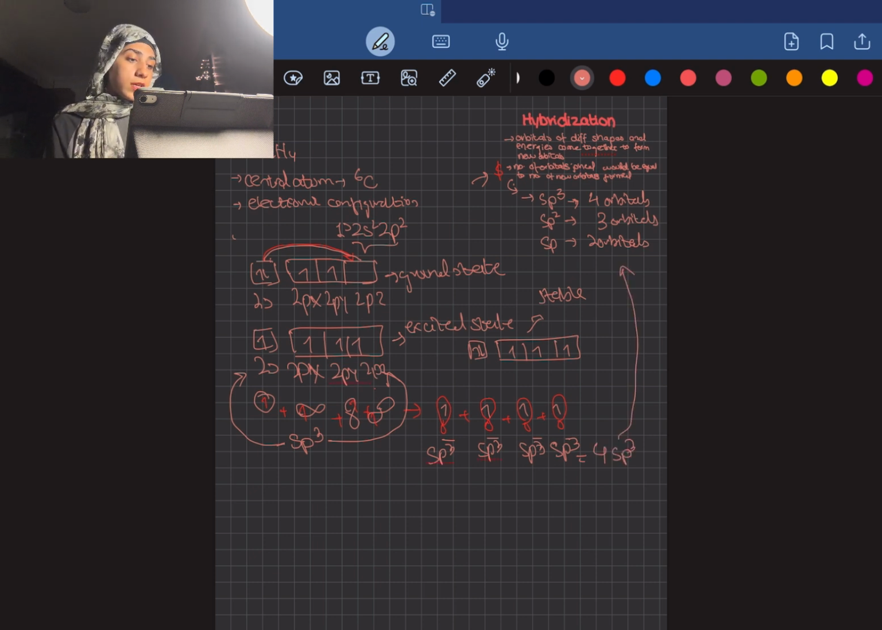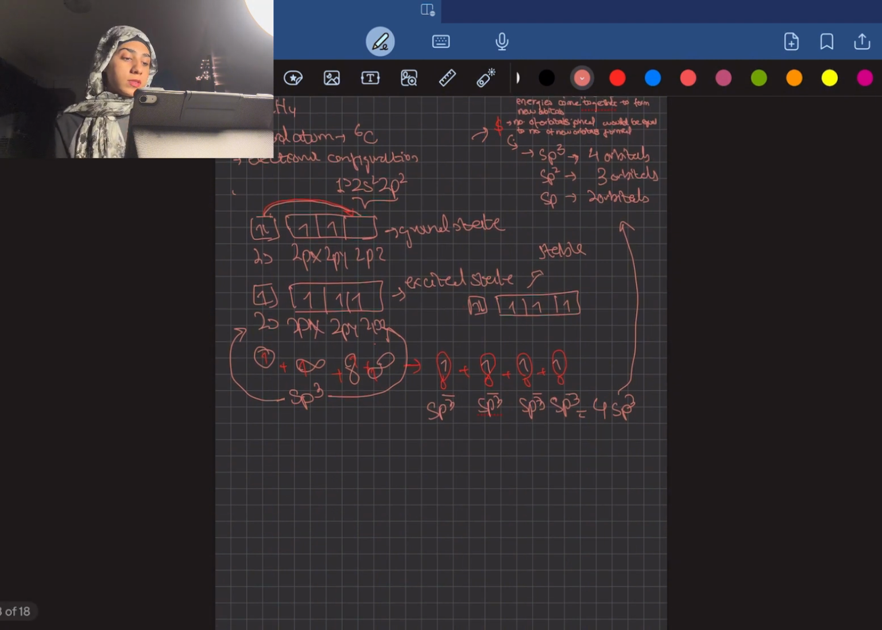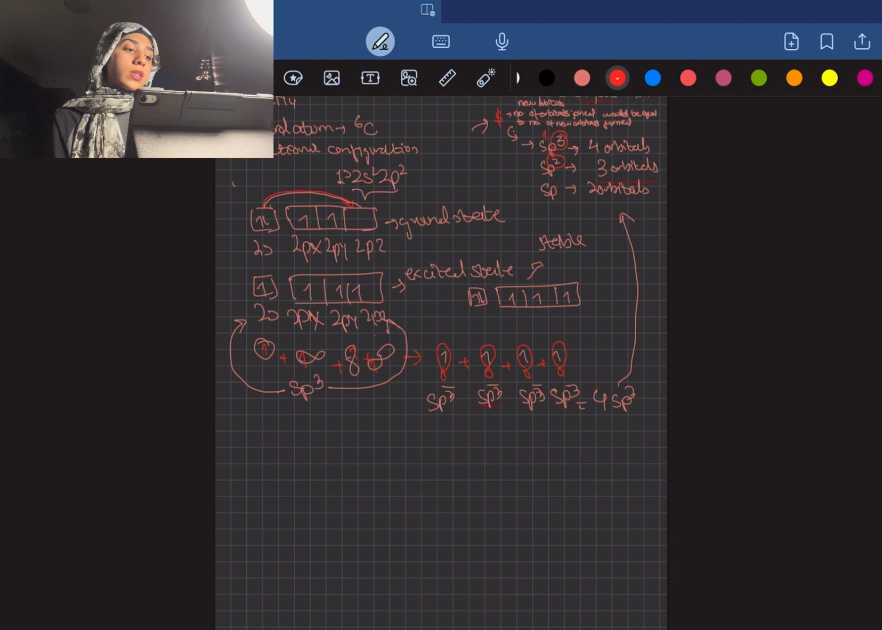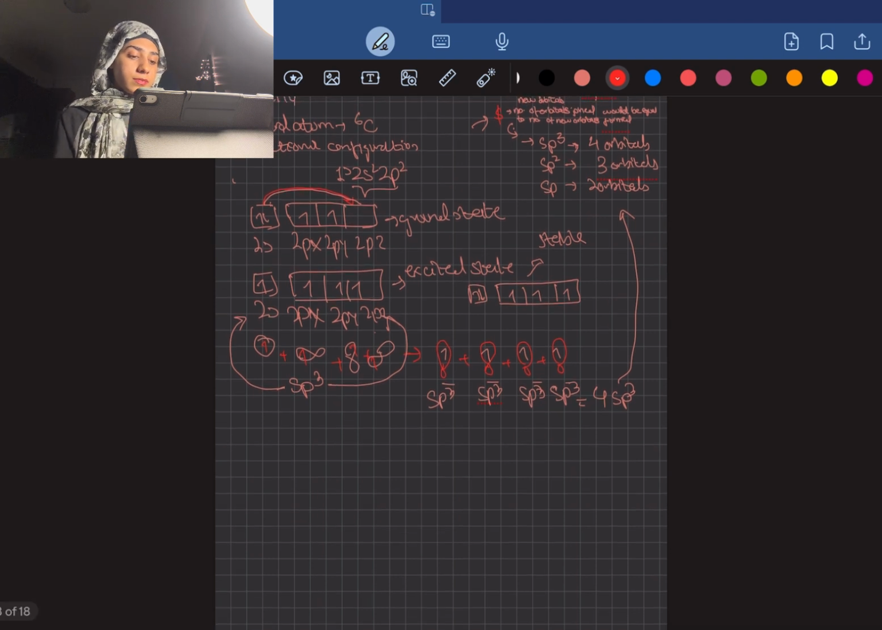So if you see over here, if it's going under sp3 hybridization, it would have 4 orbitals. sp2 would mean 3 orbitals. sp would mean 2 orbitals. So in order to remember this also, just look at the power. So sp, and consider s as 1 power, so 3 plus 1 would be equal to 4, 2 plus 1 would equal 3, and 1 plus 1 equals 2. So this also tells you the number of orbitals you're producing. It's just a little trick that I use.